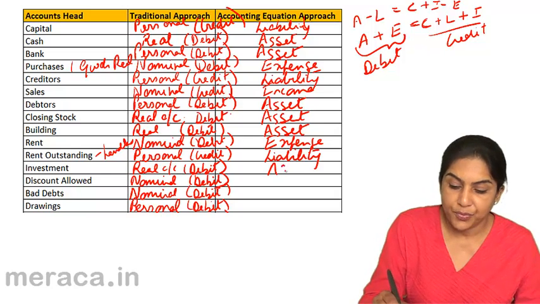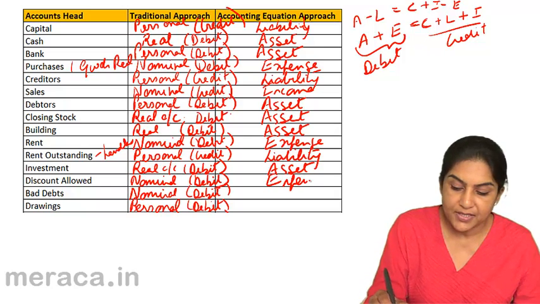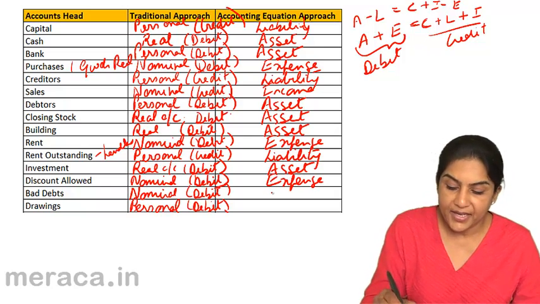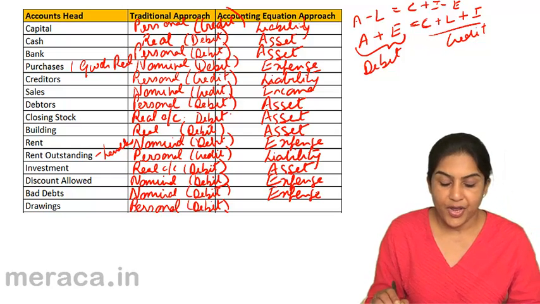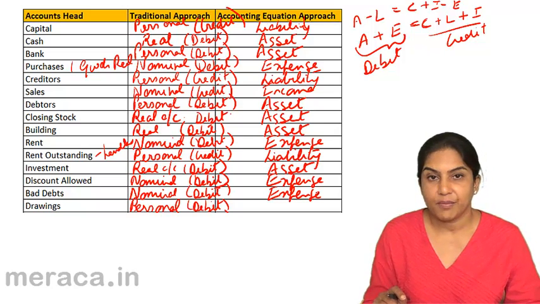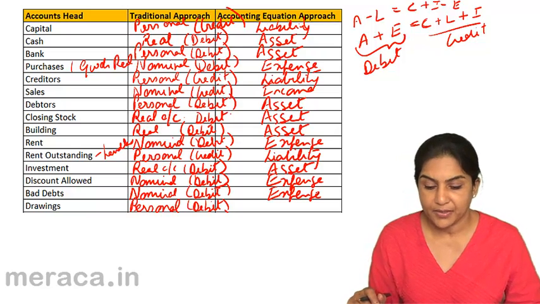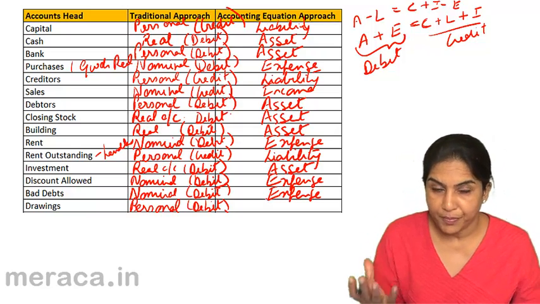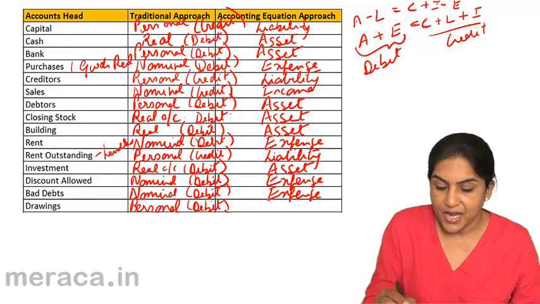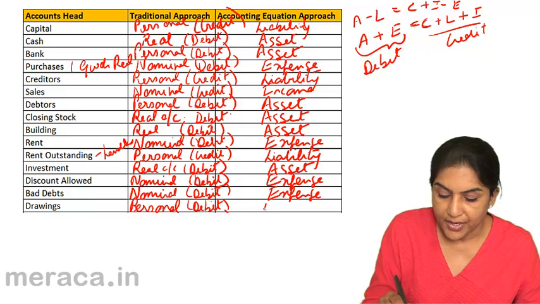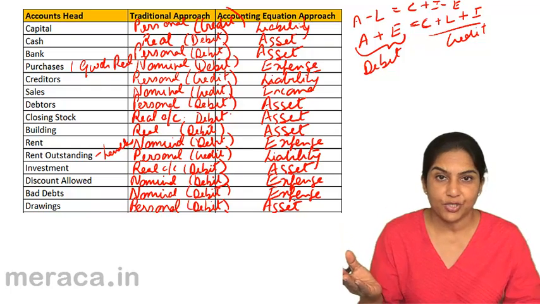Investment, what we own, asset. Discount allowed is an expense. Bad debt is a loss, is an expense. Drawings, what is drawings? Money which is withdrawn by the proprietor. So that is a receivable. So the proprietor has to make good that money. He has to return the money to the business and therefore it is called an asset. Receivable. Capital is a liability to the owner.